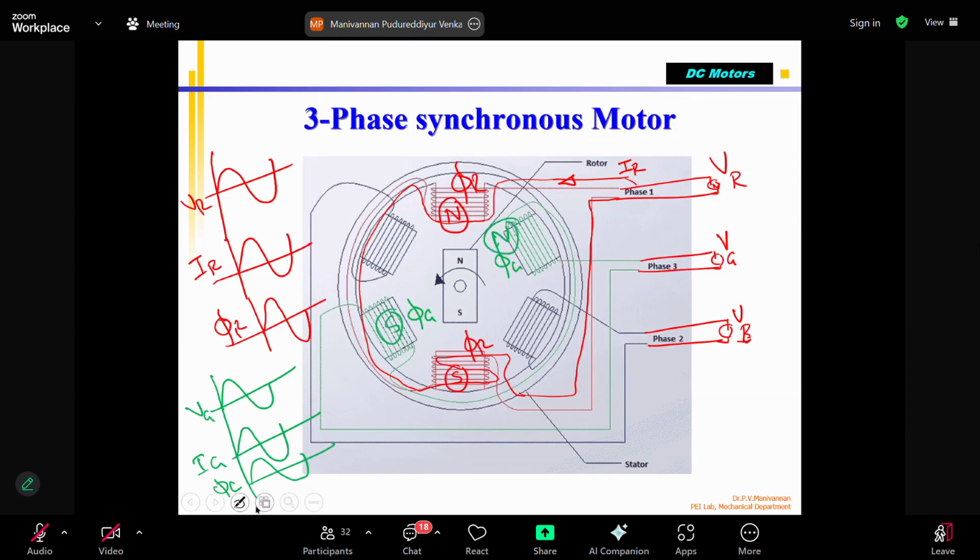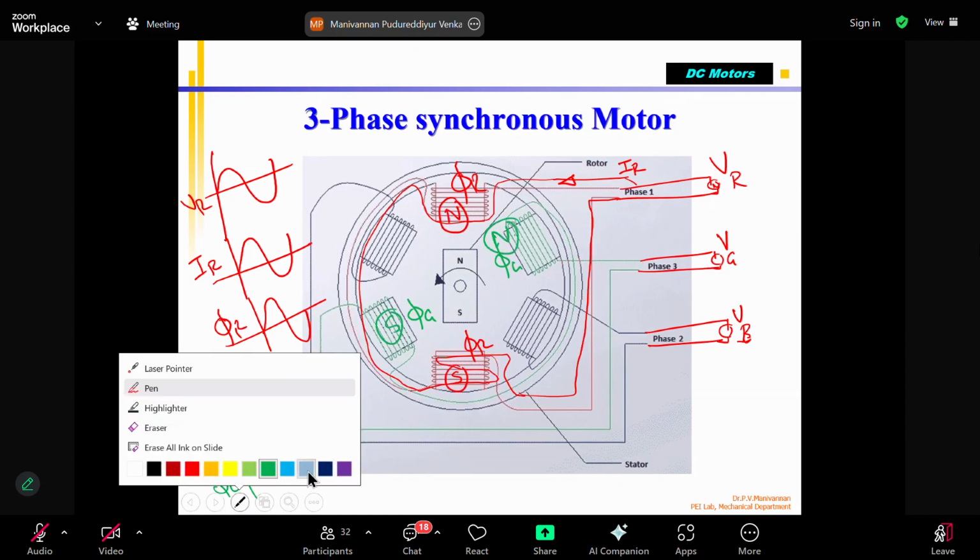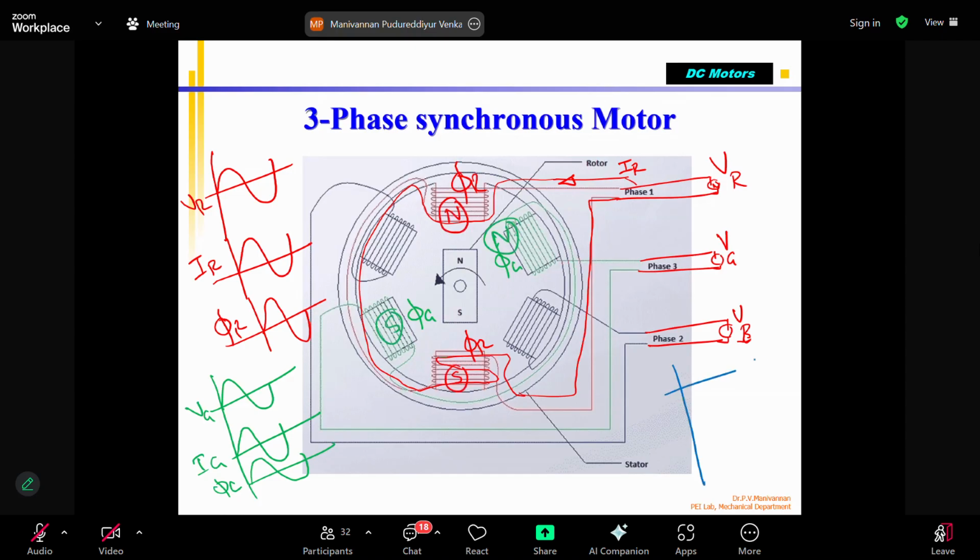The last one, as I told you, is the third phase, which I am drawing here. I am applying AC voltage. This is VB, blue, the third phase, represented by the blue wire. Please note that the voltage will be the same as this one. We say phase voltage, phase-to-phase voltage. There are two things, which we will see when we talk about it. Then you have IB as the current, and similarly you have phi B.